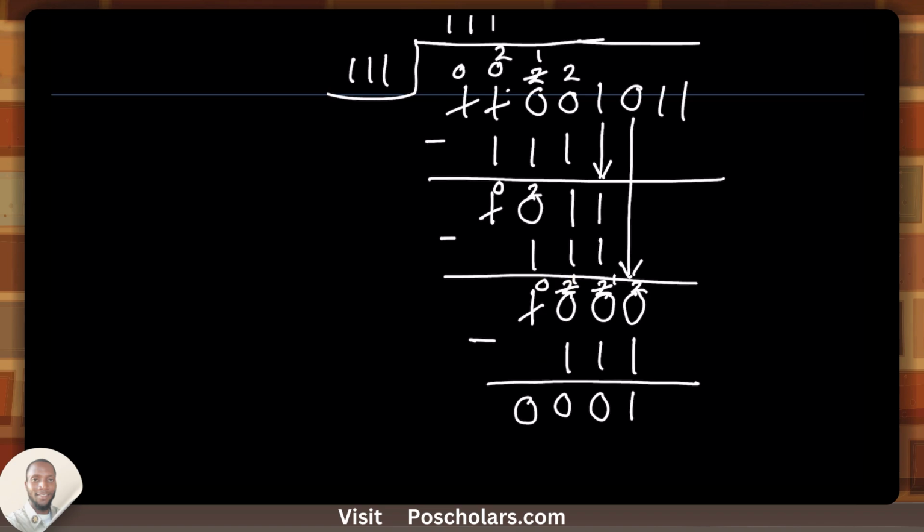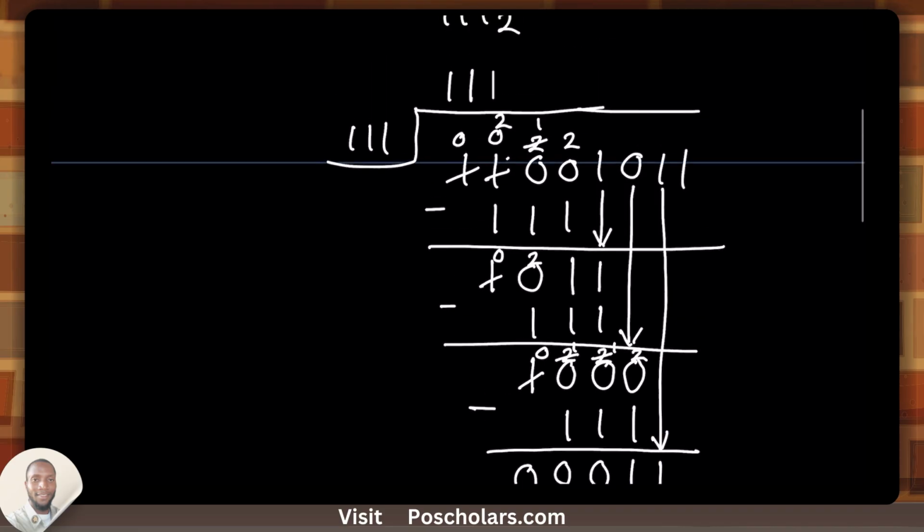So next you say 111 in, take note, these zeros are insignificant. 111 in 1 is not possible, right? So you bring down this 1. So now you have 11. 111 in 11 is not possible. So what do you do? Since you have already brought down this 1, it's simply 0. So you write 0, right?